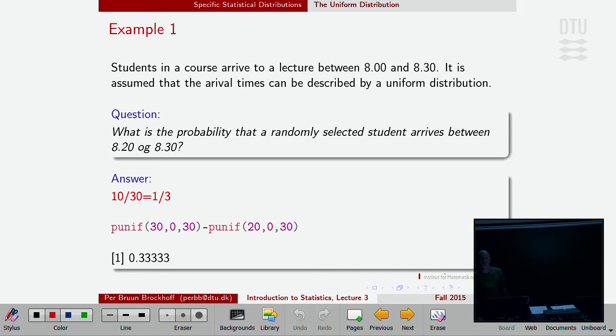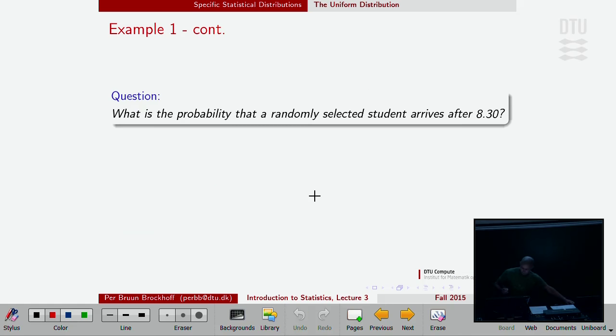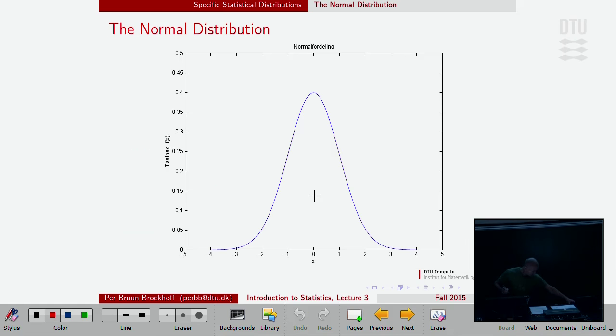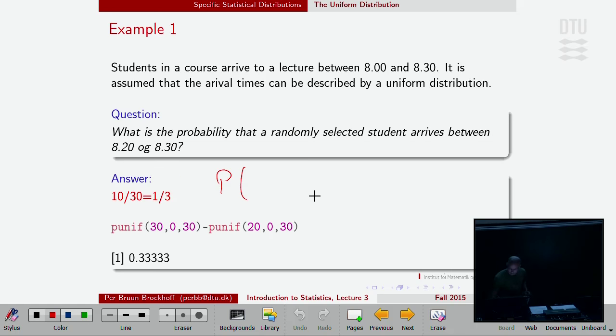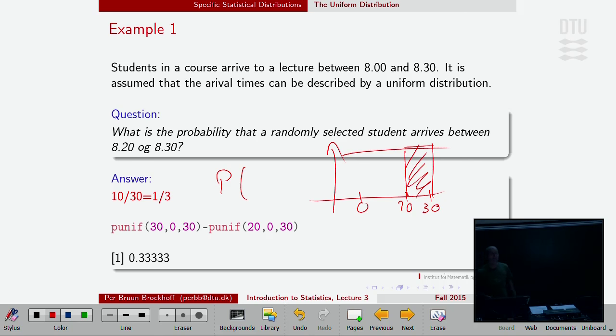It could be put into integrals and all, but let's not do it. I didn't bring the plot, but it's pretty obvious that if you appear, let's just model it from 0 to 30, what is the probability for you to come between 20 and 30? This constitutes 1/3 of the area, so the answer is 1/3.